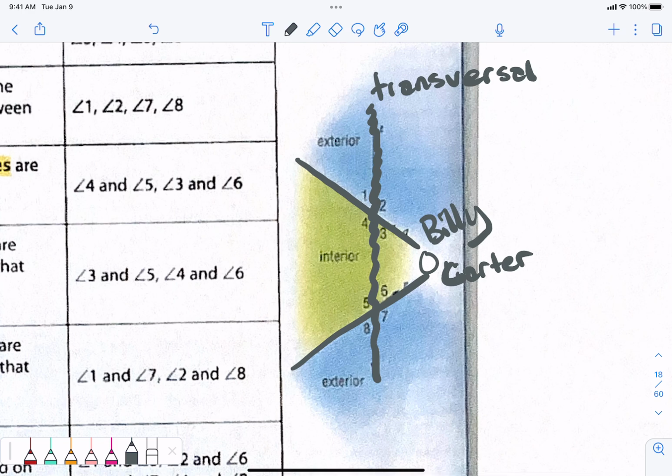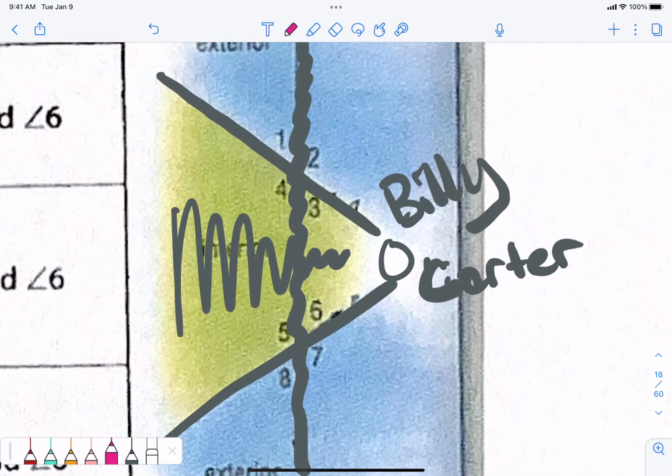The interior is still in between Billy and Carter. It's still like that railroad track thing. And then the exterior is on the outside. So my interior angles, they have them listed there, are 3, 4, 5, and 6. These are my interior angles. They're the ones on the inside. That should make sense, right? Exterior angles are 1, 2, 7, and 8. Okay, let's talk about alternate interior angles.